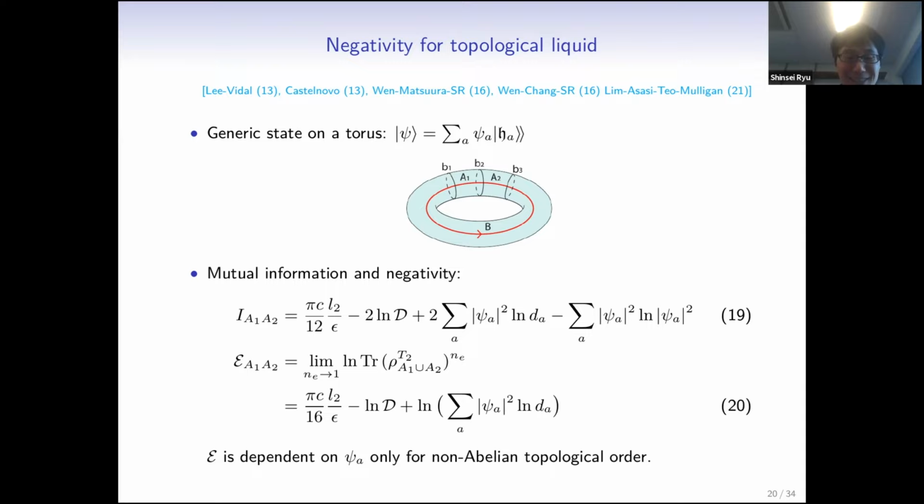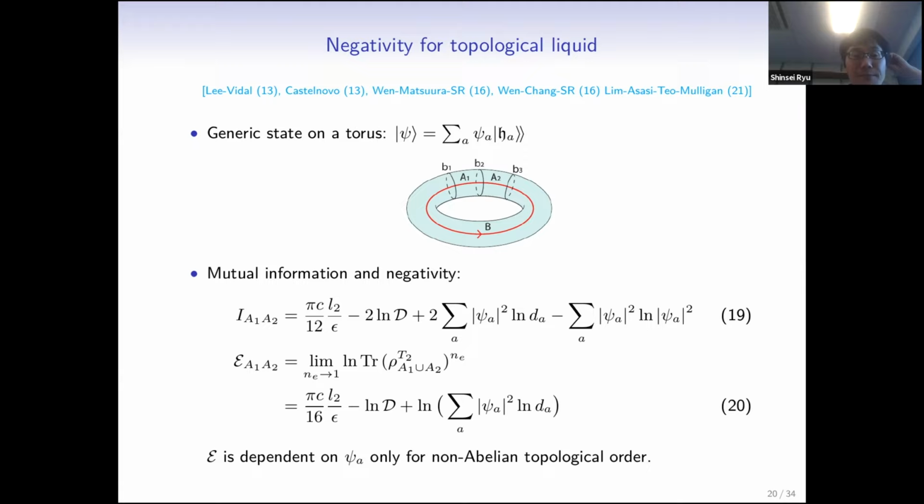So negativity has this interesting property that this second part, the psi-dependent part, appears only when we have non-abelian topological order. Because in that case, for abelian topological order, dA is always one, so this part is completely gone. Whereas for mutual information, you get psi-dependence both for abelian and non-abelian topological order. Also, the information entering into I and E are the same, just a slightly different combination, but from that point of view, negativity may be useful to distinguish abelian and non-abelian topological order.